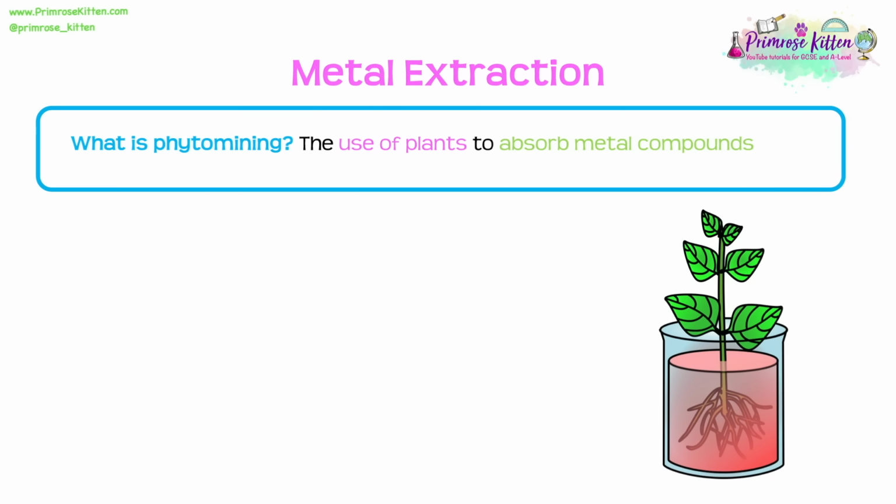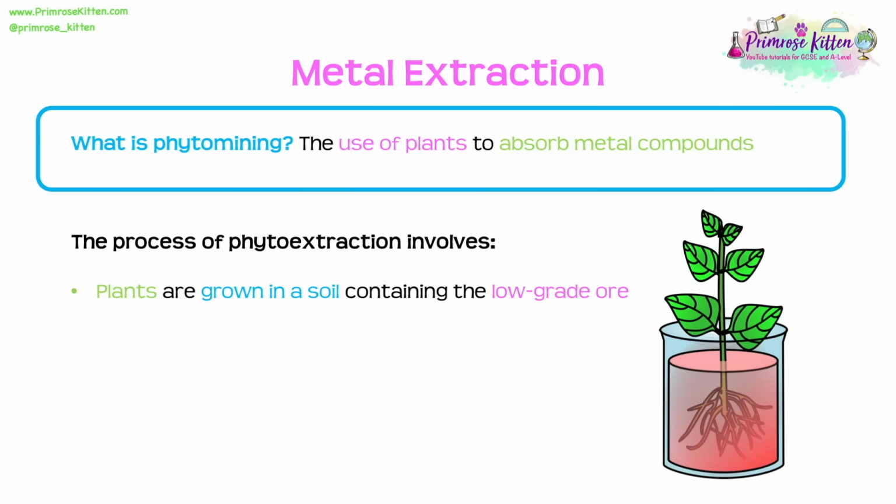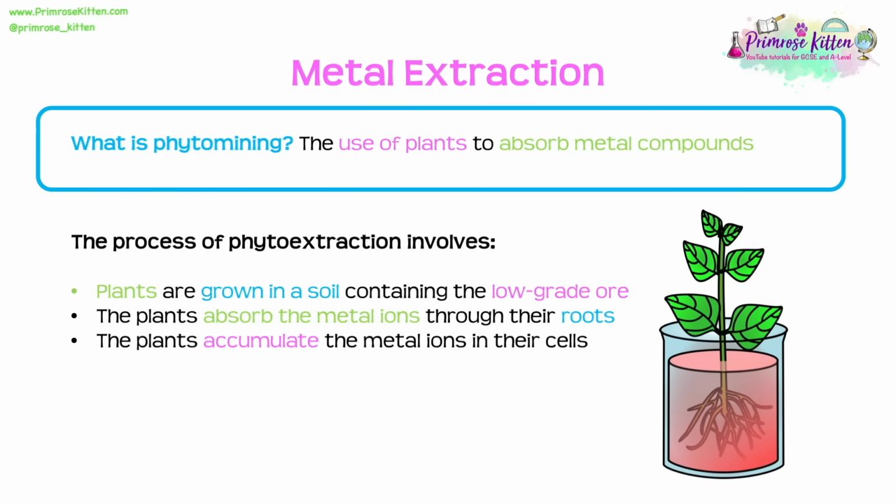Now let's have a look at phytomining. So phytomining is using plants to absorb metal compounds. So this process of phytoextraction involves growing plants in a soil which contains that low-grade ore. Then as the plants grow, they're going to absorb the metal ions through their roots. As a result, they're going to accumulate the metal ions within their cells.